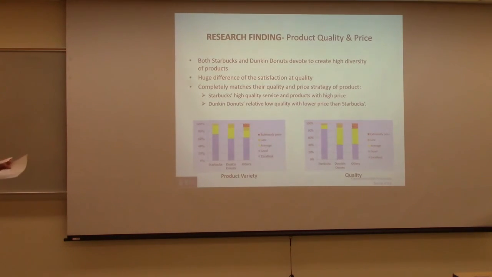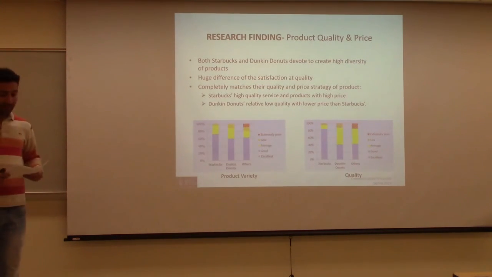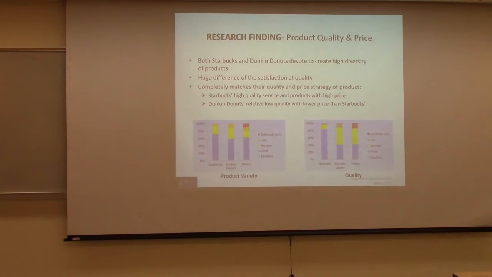So, product quality and price. Price: Starbucks has high quality service and products with high price, as well as Dunkin' Donuts, with relatively low quality service and quality with lower price than Starbucks. However, more than 50% of Dunkin' customers think the price is high or too high, even though its price is lower than Starbucks.